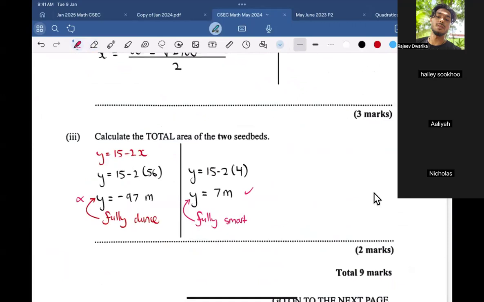Anyways, so the first shape, I'm just going to draw back these shapes, right? So your rectangle was 3x by x. The other shape was.